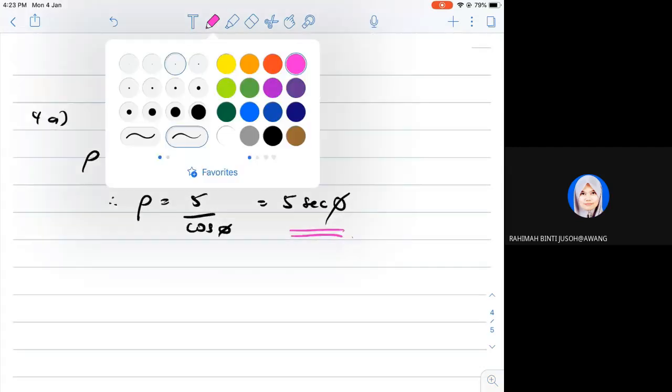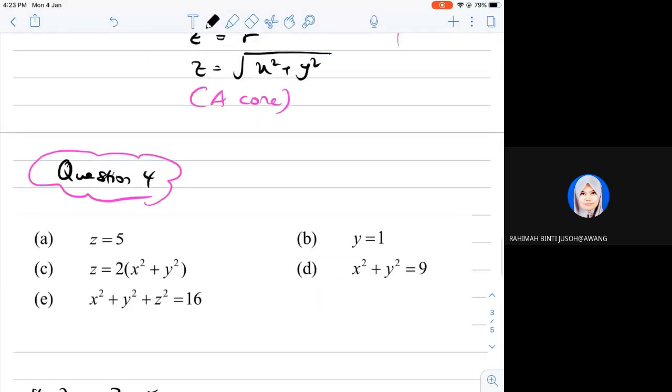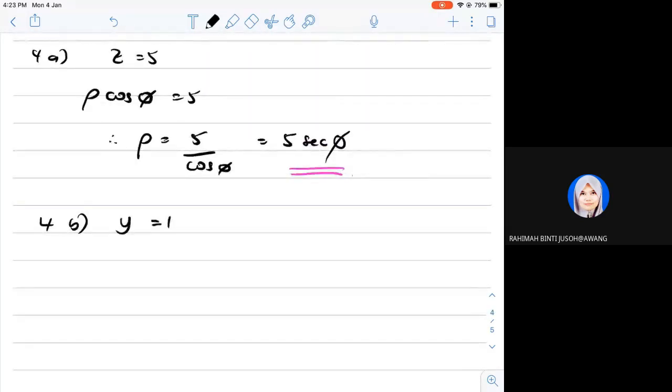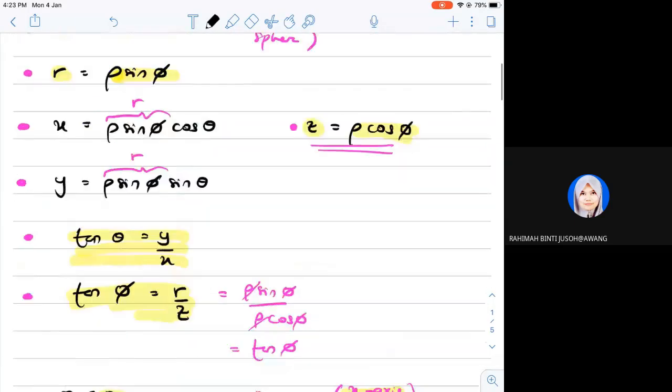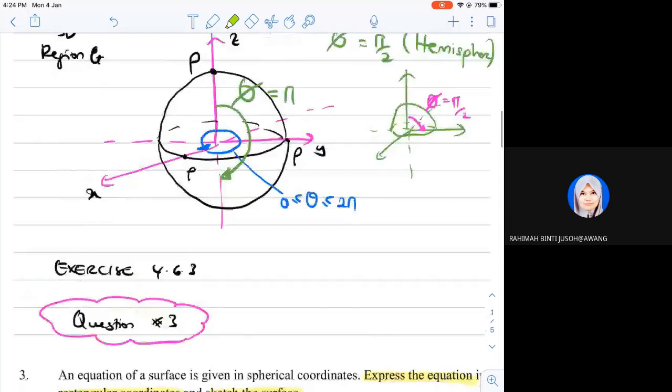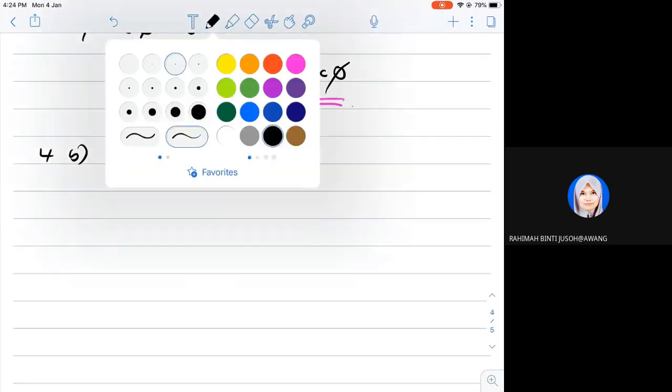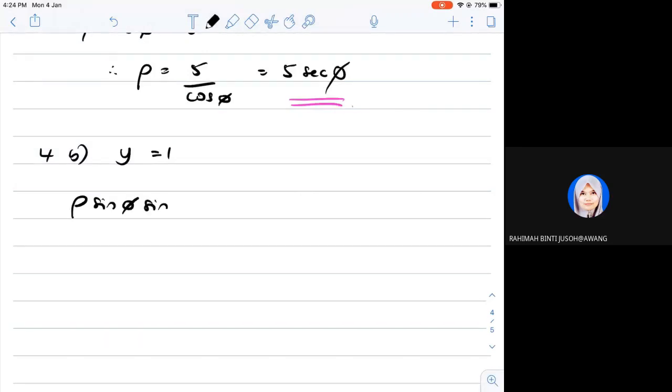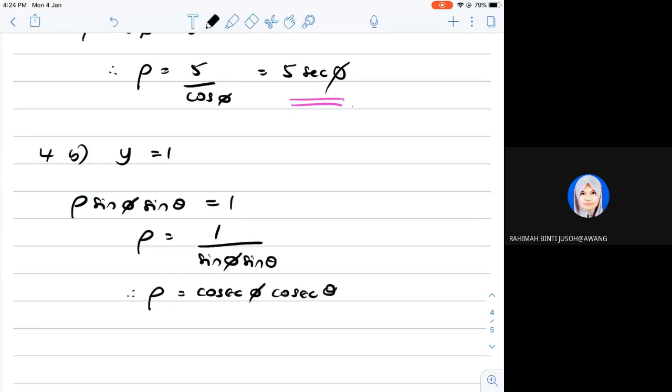Okay. Now, question 4b. Y equals to 1. Previously we know from the formula that y equals to rho sine phi sine theta. So we will have rho sine phi sine theta equals to 1. Therefore, rho equals to 1 over sine phi sine theta. 1 over sine is what? Cosecant. So we will have cosecant phi and cosecant theta. That's the answer.